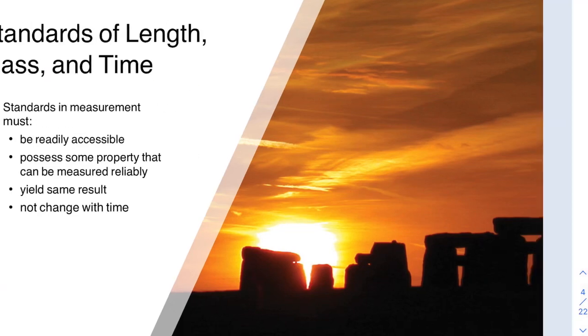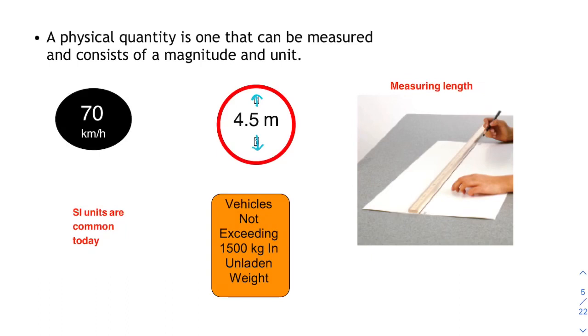A physical quantity, since we are learning about physical objects surrounding you, is one that can be measured and consists of a magnitude and a unit. So a physical quantity must have a unit and a magnitude. For example, 4.5 meter, not more than this. This is normally a signboard where you have a bridge, and under the bridge there is another pathway for vehicles. So 4.5 meter means the height of vehicles that can pass under the bridge is not more than this. 4.5 is the magnitude. Meter, m, is the unit.